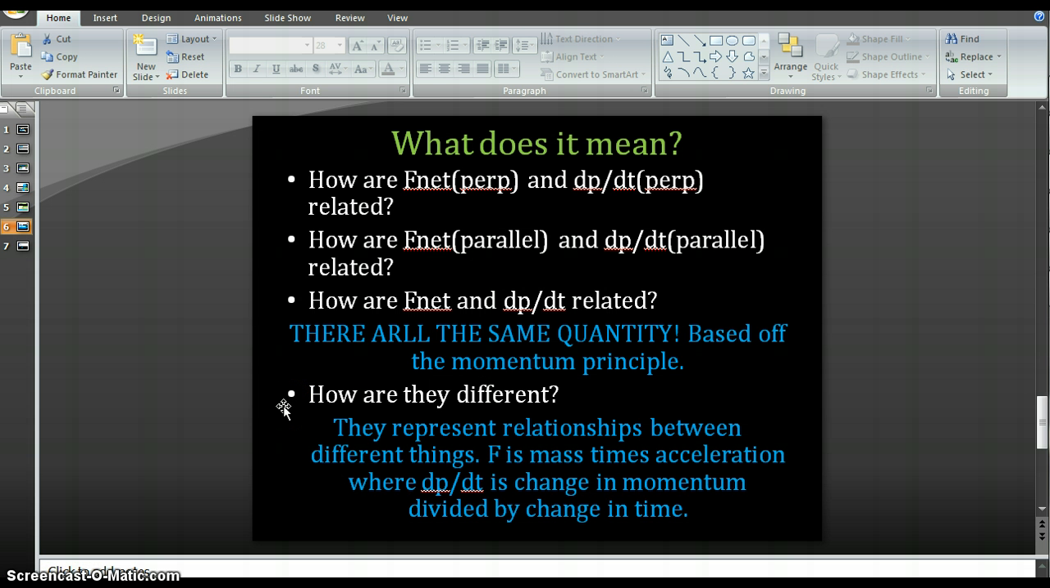And so for the what does it mean part of this lab, the 3 questions were how do F net and dp/dt relate, as well as how the perpendicular and parallel components relate. They're all the same quantity. We know this based off the momentum principle. They're related in the sense that their numerical values are the same, but they're different in the sense that they represent relationships between 2 different things. For example, force represents the relationship between mass and acceleration, whereas dp/dt is a change in momentum over a change of time.